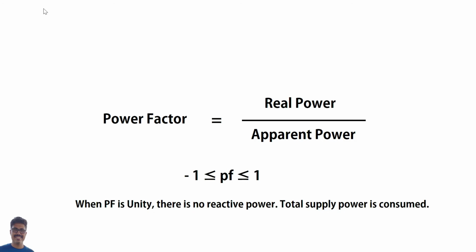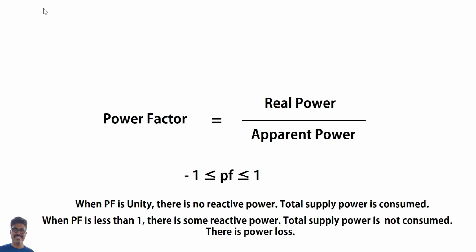When PF is unity, that means the power factor is 1, then there is no reactive power, so the total supplied power is consumed. When PF is less than 1, there is some reactive power, so the total supplied power is not consumed, and there is power loss.